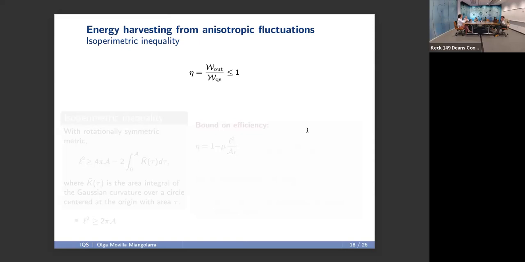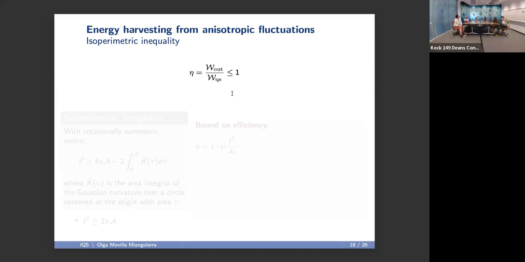And this really makes sense because the quasi-static work is the maximum amount of work that we would be able to extract from any given curve if we were able to parameterize it in infinite time. So we were able to simply get rid of the dissipation. So of course, this work output is bounded by the quasi-static work. And so this efficiency is really upper bounded by 1.